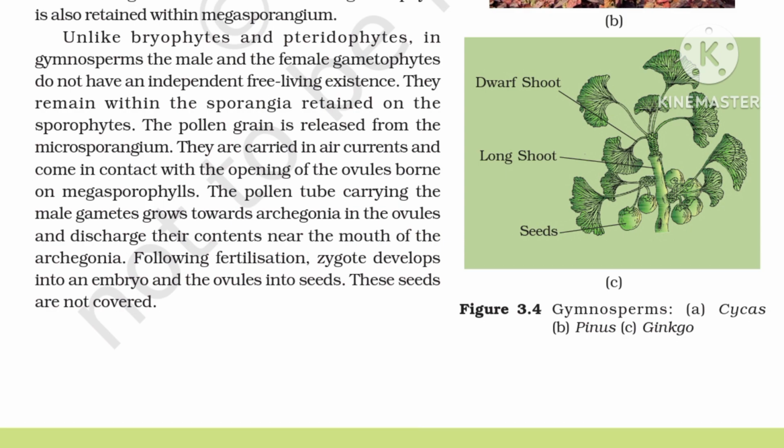The pollen grain is released from the microsporangium. They are carried in air currents and come in contact with the opening of the ovules borne on the megasporophylls. The pollen tube carrying the male gametes grows towards archegonia in the ovules and discharges their content near the mouth of the archegonia. Following fertilization, the zygote develops into an embryo and the ovules into seeds.